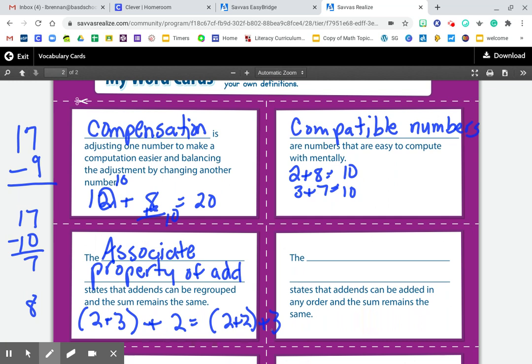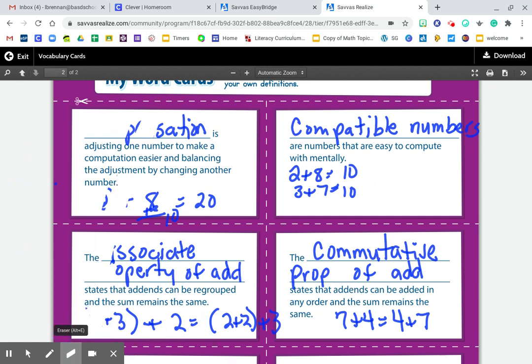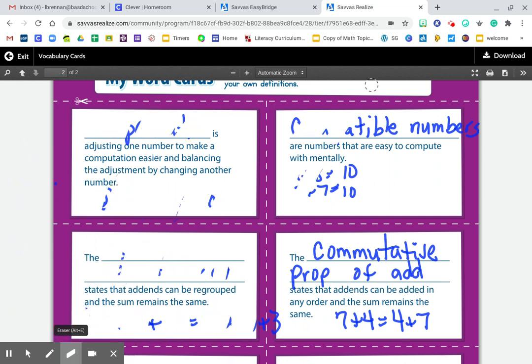And the last one, the commutative property, is very similar. It's just instead of having more than one number, you're going to have just two numbers. So the commutative property of addition is 7 plus 4 is equal to 4 plus 7. It's just two values switching places. Associative property is regrouping, but you're still getting the same answer at the end. So that's the introduction, the vocabulary, and the review of what you know for topic 2.